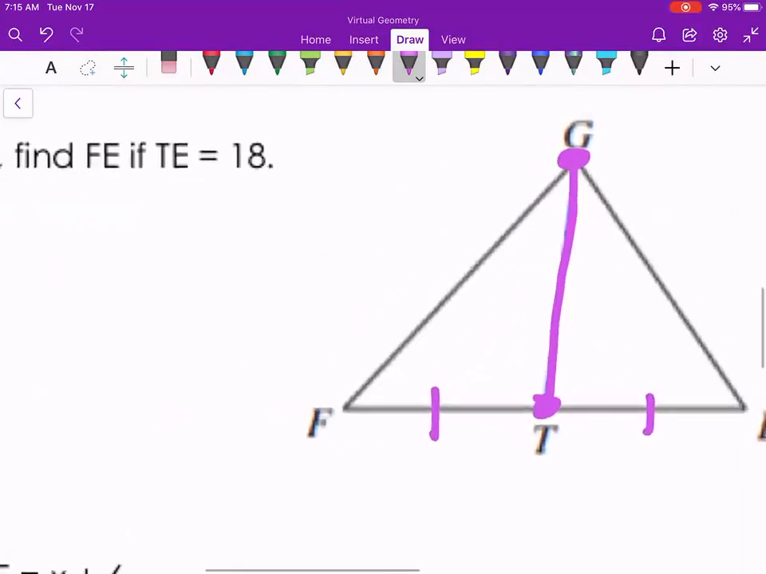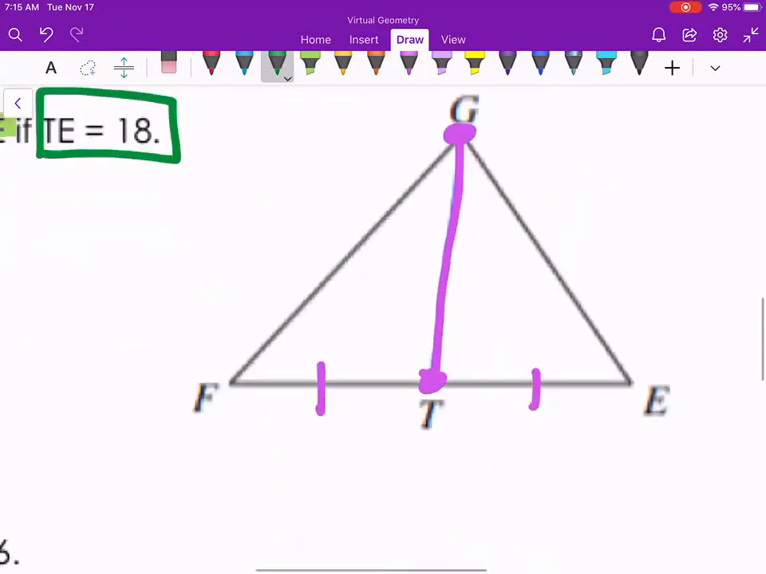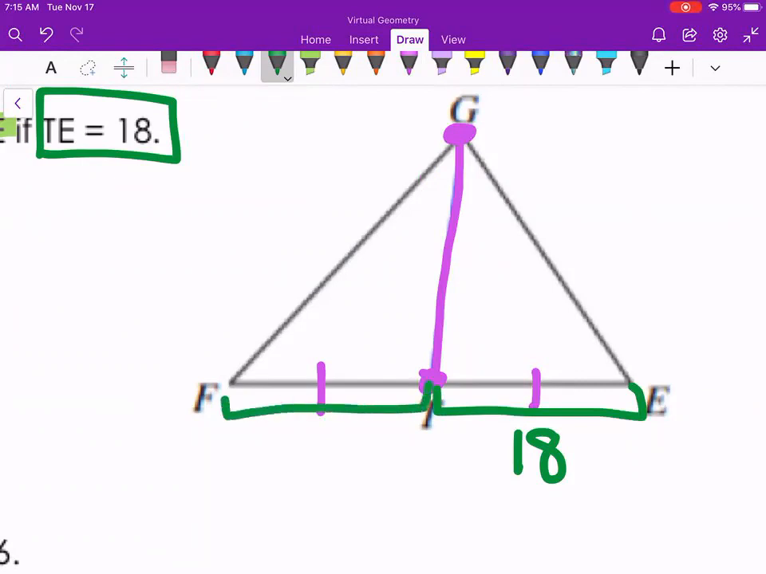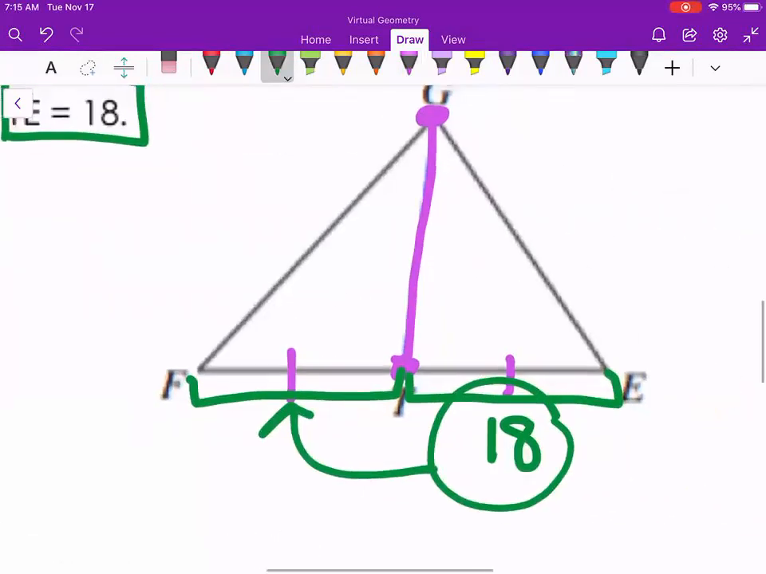So find FE. So here's what we're trying to find. Find FE if T to E is equal to 18. So they are telling me that the right part over here, T to E, is 18. Well, 1 dash with 1 dash, those have to match up. So because they're equal, I can copy it over. So F to T is also 18.